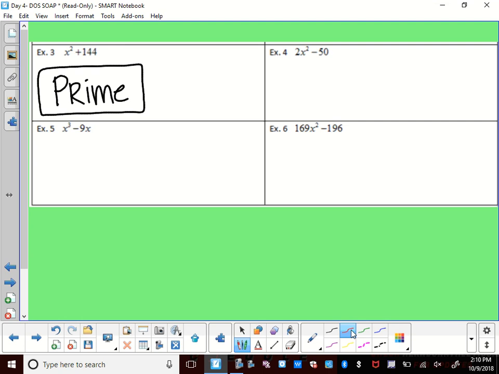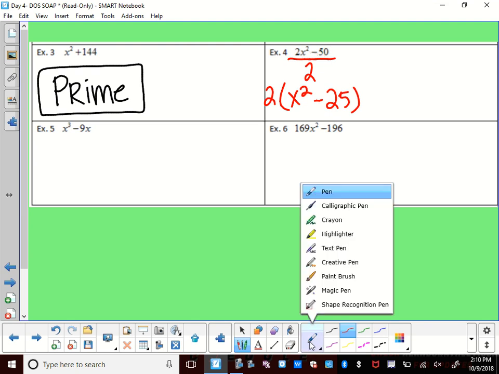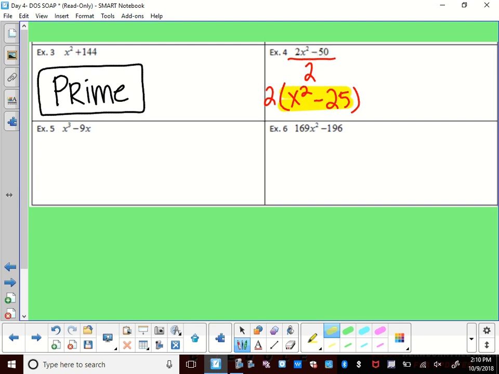Number 4, do I have a GCF? Yes, what is it? 2, right? Yep. You pull that to the side and let's divide. 2x squared divided by 2 is x squared minus 25. Now, I'm not done yet. I'm going to check. Can I DOTS x squared minus 25?